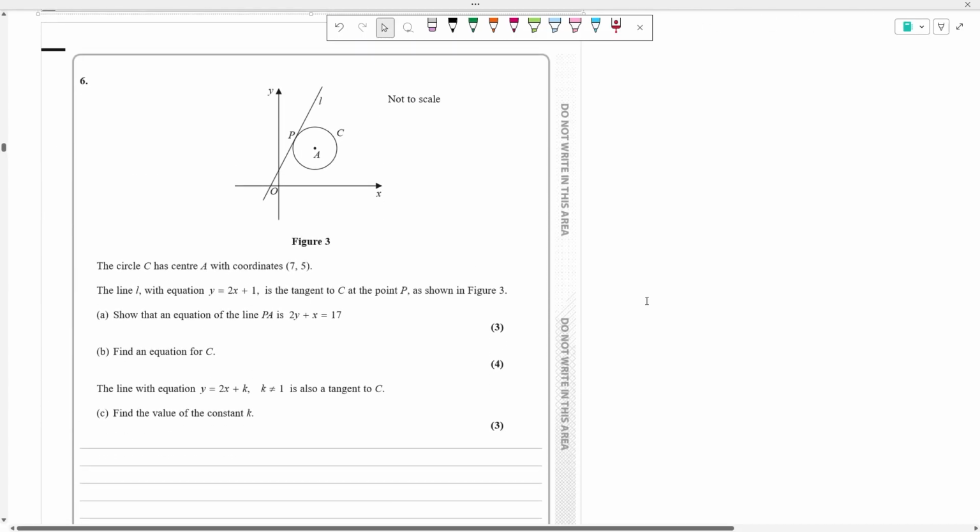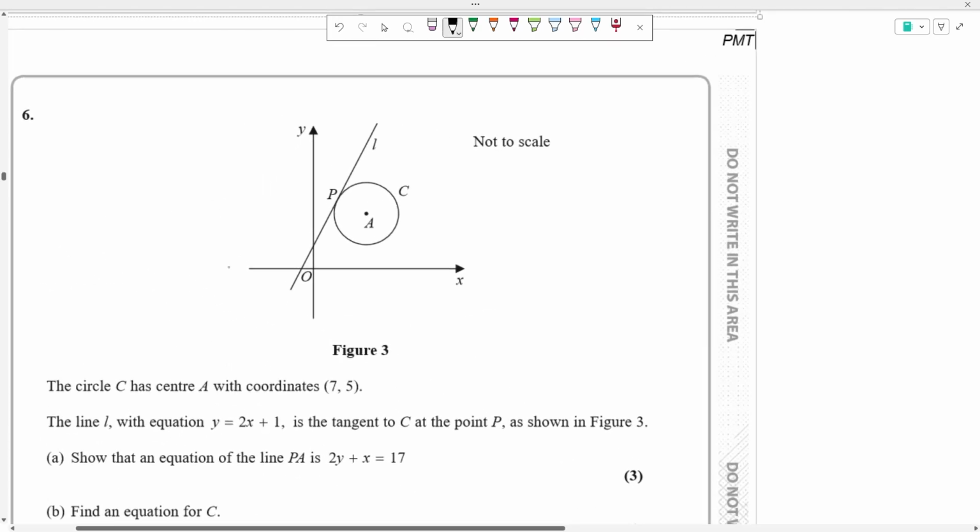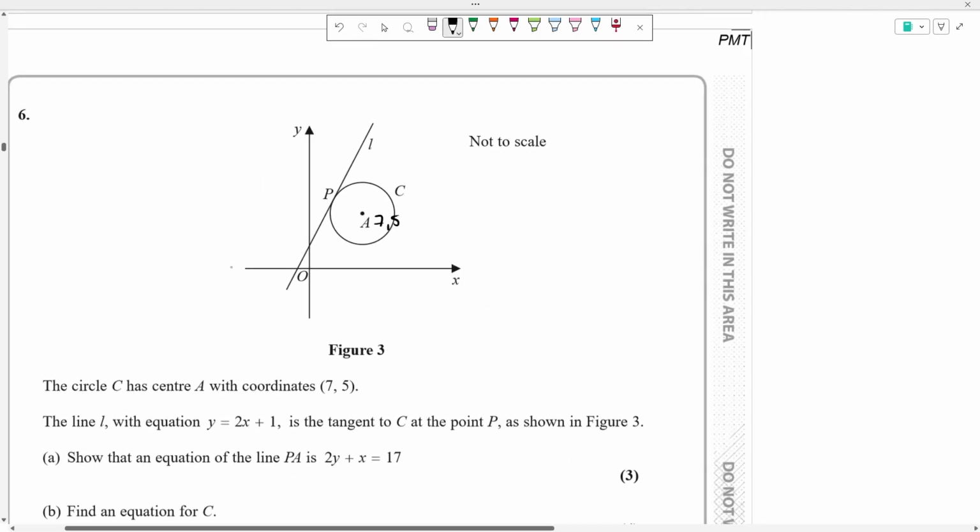Let's look at question 6 here. We've got circle C with center A with the coordinates 7, 5. The line L with the equation y equals 2x plus 1 is a tangent to C at the point P, as shown in figure 3. So we've got a tangent here, and we need to show that the equation of PA, which is this, is equal to 2y plus x equals 17. I think a good place to start is just putting down the coordinates.